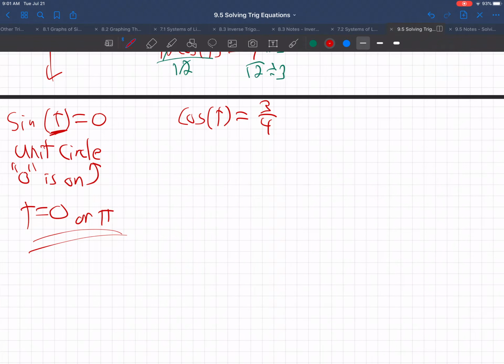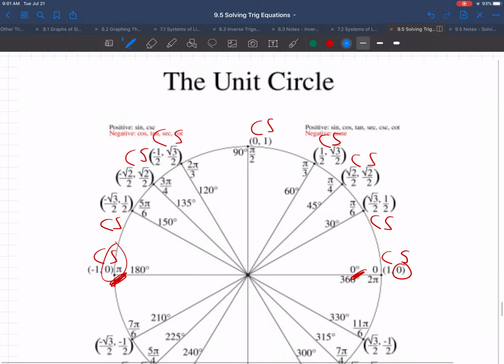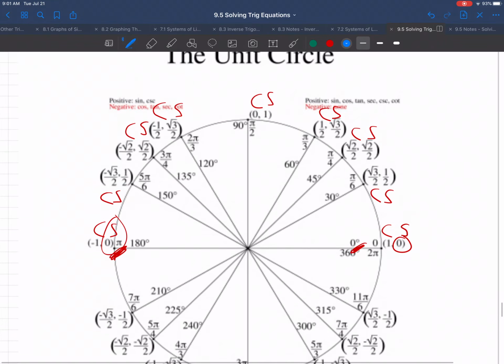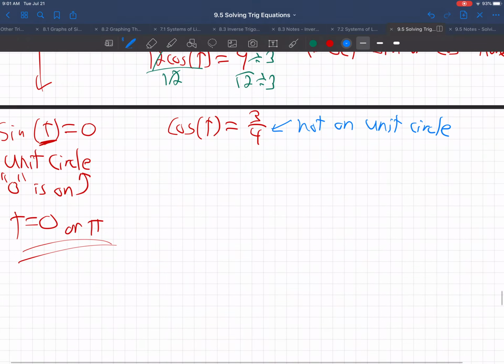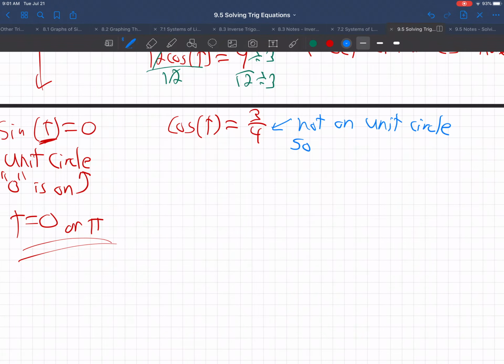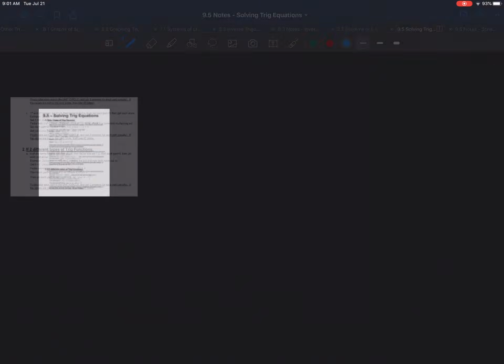So that was good. Now, for the other side, this one is not on the unit circle, right? There's no 3/4 anywhere. There's square root of 3 over 2, but there's no 3/4. So it's not on the unit circle. So what? Well, what does that mean we did? Let's go back and see.